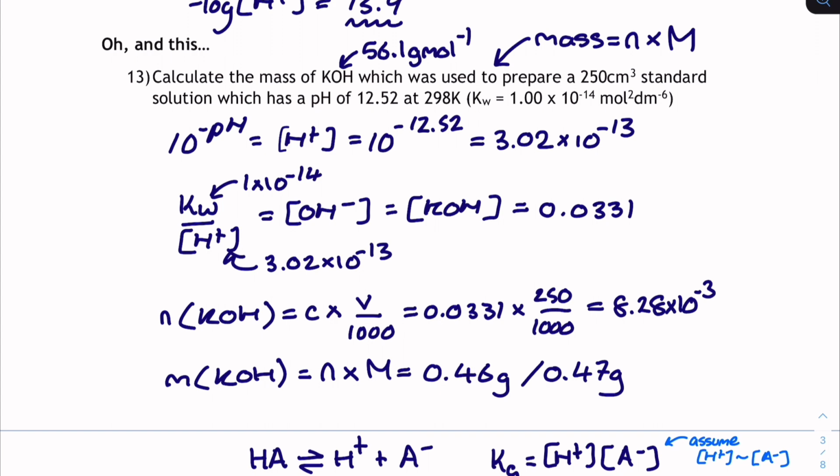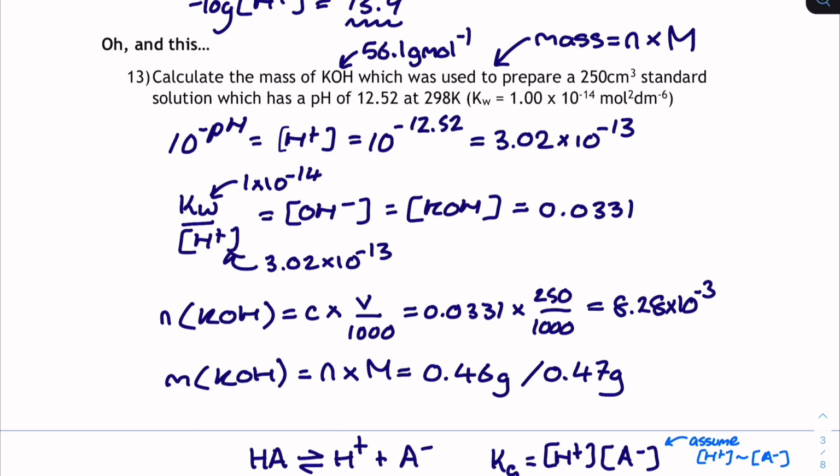So getting you to think about how you go from the pH of the solution right back to the preparation of that solution. Here for question 13, we can see it reads, calculate the mass of potassium hydroxide which was used to prepare a 250 centimeter cubed standard solution which has a pH of 12.52 at 298 Kelvin. And the Kw here is stated as on your data sheet, 1 times 10 to the power of negative 14.